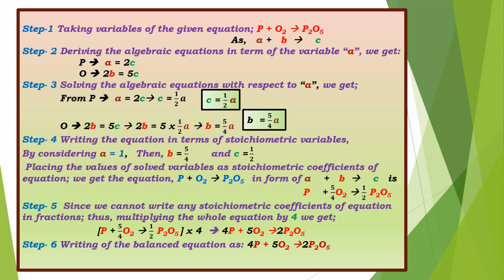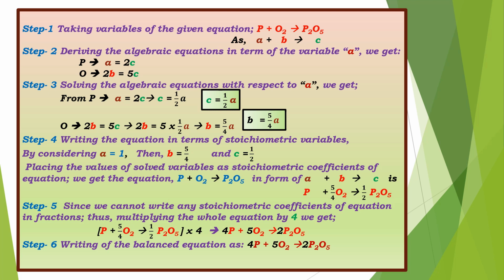Step 3. Solving the algebraic equation with respect to A, we get from P, A is equal to 2C or C is equal to half of A. O is equal to 2B is equal to 5C, or 2B is equal to 5 into 1 by 2A, or B is equal to 5 by 4A. Writing the equation in terms of the stoichiometric variables by considering A is equal to 1, then B is equal to 5 by 4 and C is equal to half.